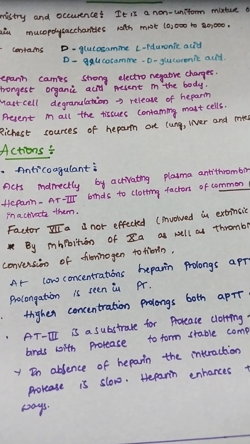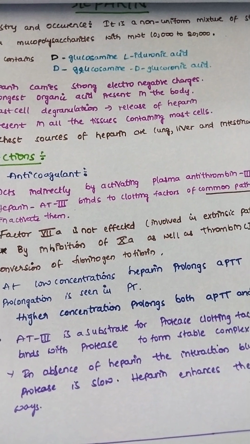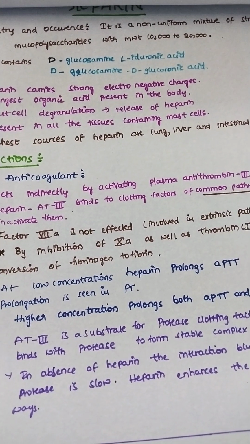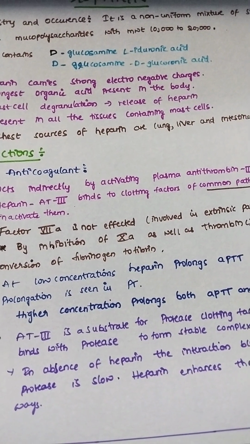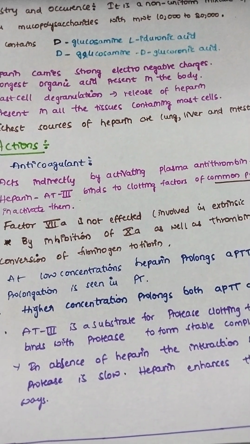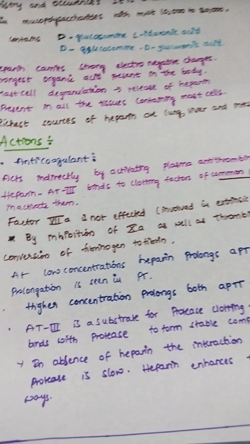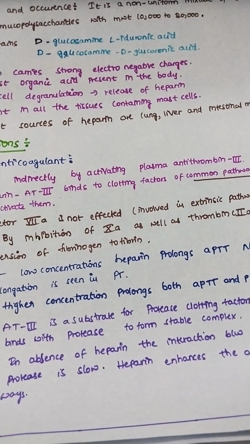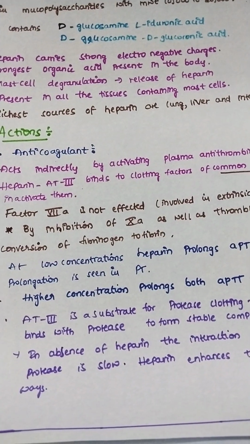And at low concentration, heparin prolongs the activated partial thromboplastin time, okay, and prolongation is not seen in the prothrombin time, okay. Higher concentration prolongs both the activated partial thromboplastin time and prothrombin time.